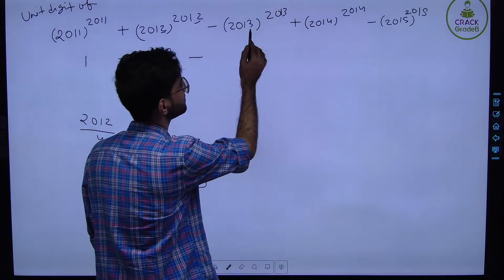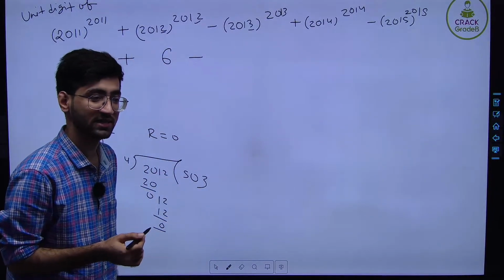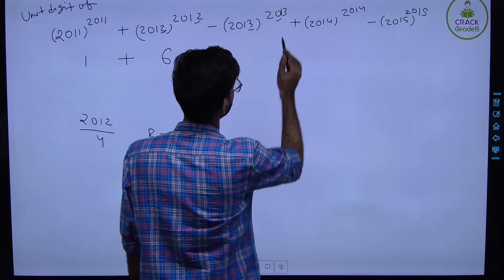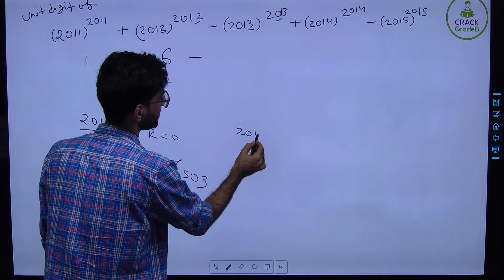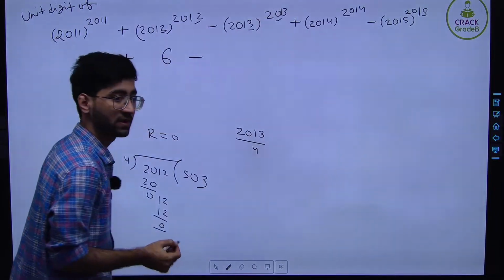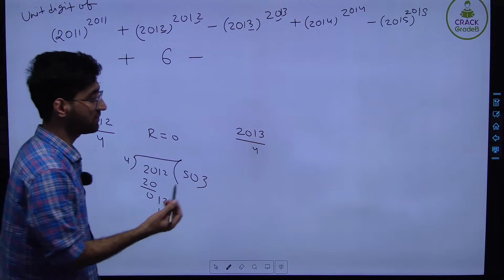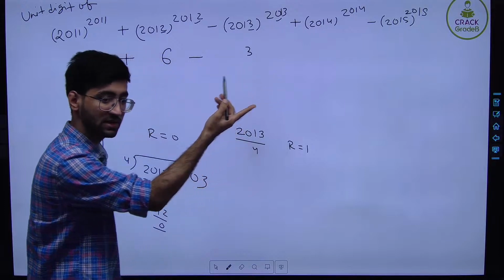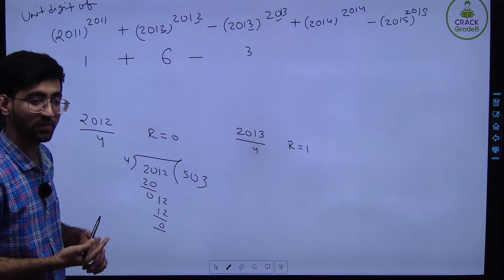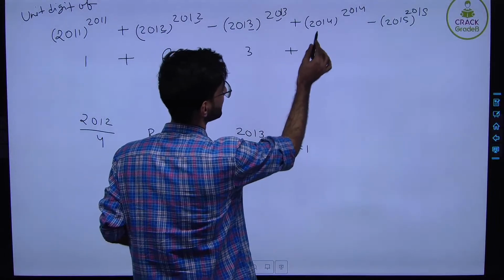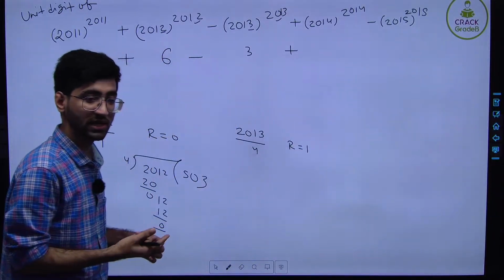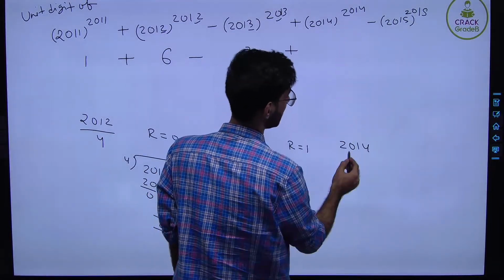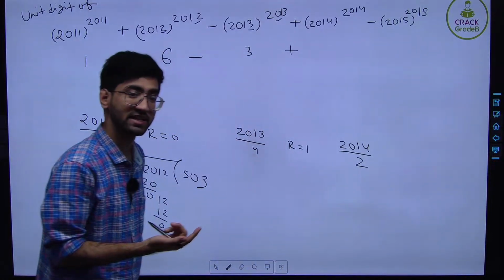Again 3 is present at unit place, right? So what is the cyclicity of 3? 4. If the cyclicity of 3 is 4, so basically you will have to divide 2013 by 4. What will be the remainder? 1. The remainder will be 1. If the remainder is 1, means 3 to the power 1, means 3 will come at unit place, right? Then what is the cyclicity of 4? 2. If the cyclicity of 4 is 2, means you will have to divide 2014 by 2. You will get remainder 0.